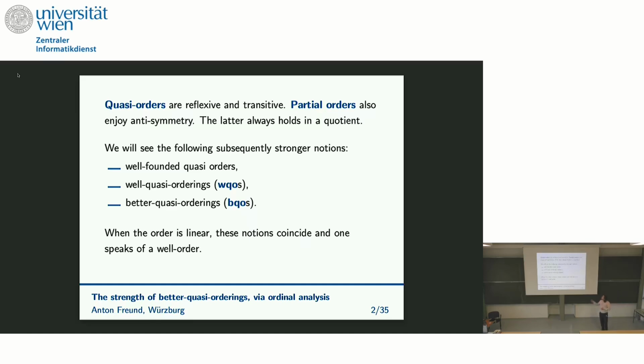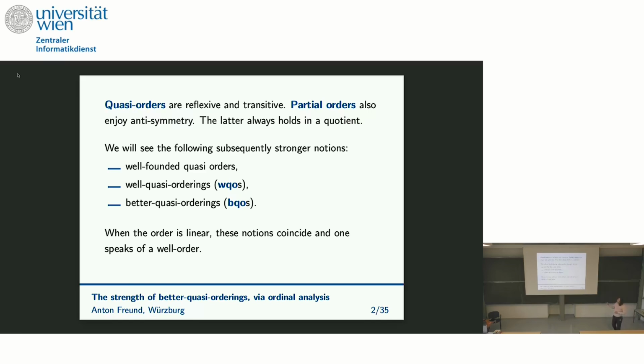And we will see the following subsequently stronger notions about these quasi-orderings. So the weakest notion that I want to consider is well-foundedness, something that we all know very well. That's very useful because you can do induction. Along well-founded relations, you can do recursion. But then we will see that there is also reason to strengthen this notion in the case of quasi or partial orders.